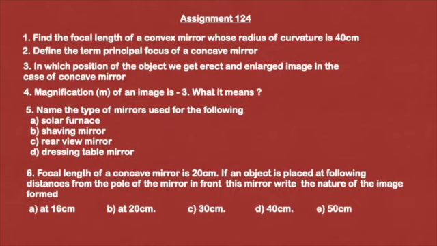Assignment number 124. First question. Find the focal length of a convex mirror whose radius of curvature is 40 centimeter. Second question. Define the term principal focus of a concave mirror. Third question. In which position of the object do we get an erect and enlarged image in the case of a concave mirror? Fourth one. Magnification, that is the M of an image, is -3. What does it mean? You have to verify it with the sign as well as the number.